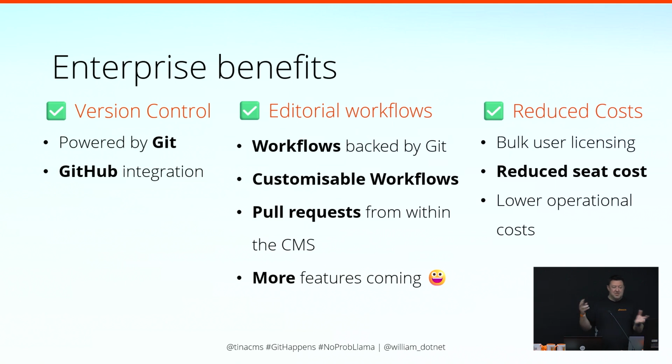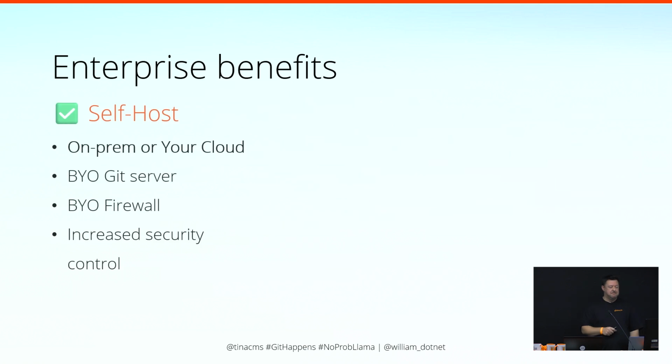Bulk licensing, so you reduce your per seat cost, and if you have hundreds or thousands of users, the bulk licensing really helps to lower your operational costs. Now, self-hosting your stuff. If you're in an environment where you are regulated, you don't want to run it in the cloud or a particular cloud, you can run it on-prem or BYO cloud. Your own Git server, your own firewall, you just get full-on control of your security.